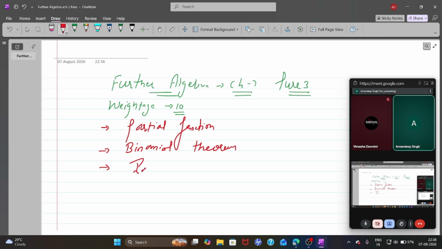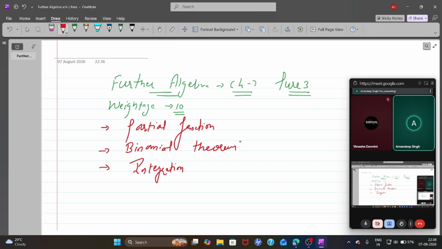integration on partial fractions. Basically, integration we will mostly do in chapter number 8, right? Some of the questions we do related to partial fractions, right? Some of the questions of integration we do, but mostly we do integration in chapter number 8, right? So the weightage of this chapter is 10 marks.